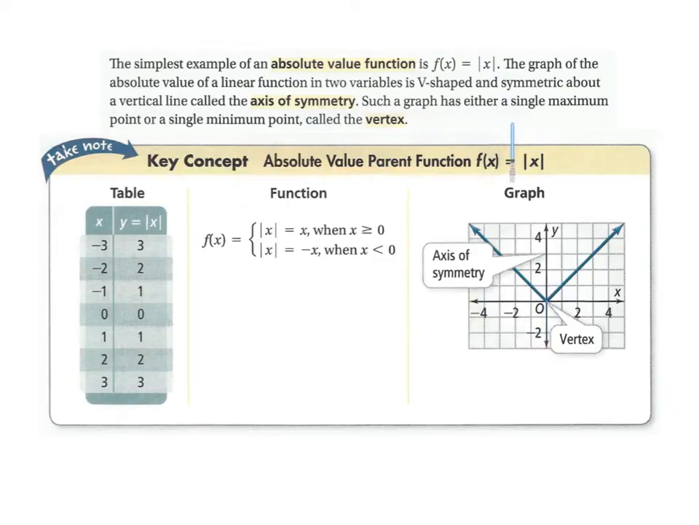A vertex is the high point or the low point of a graph, and seeing as how an absolute value goes to infinity, it can only have one or the other. So this would be considered a low point.